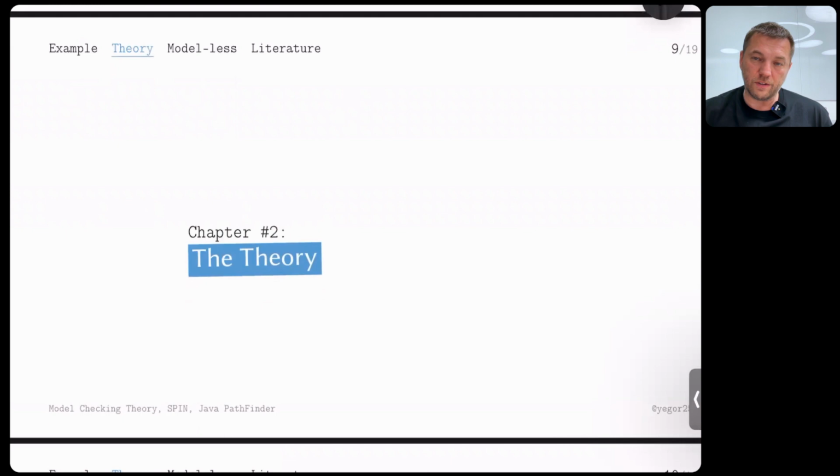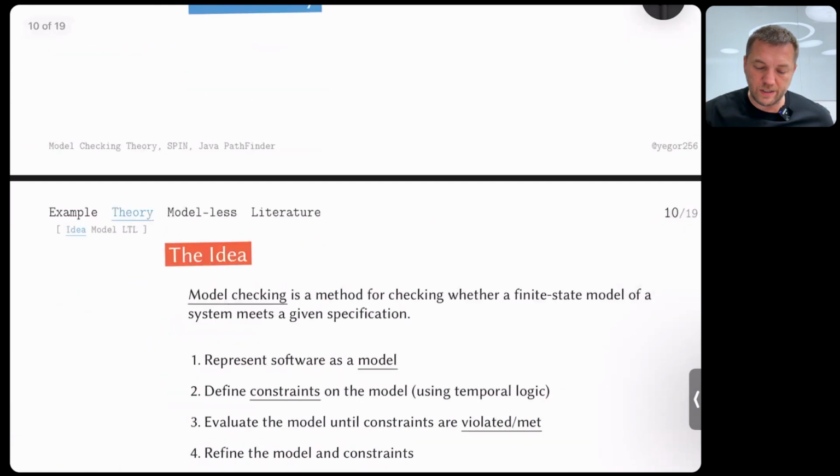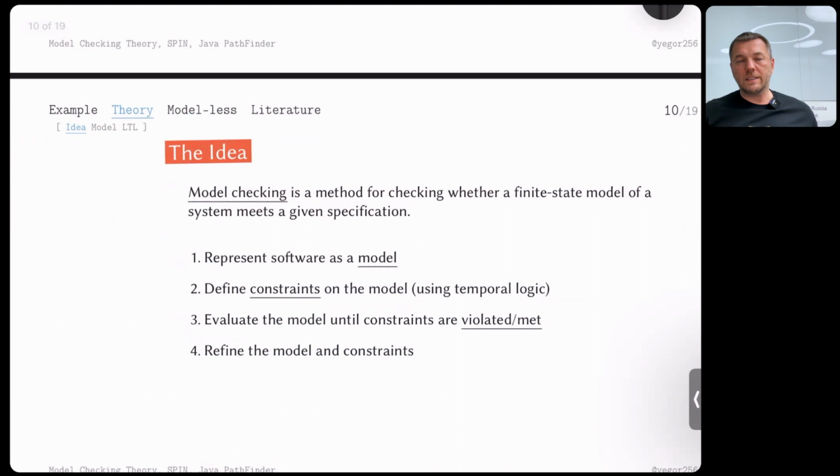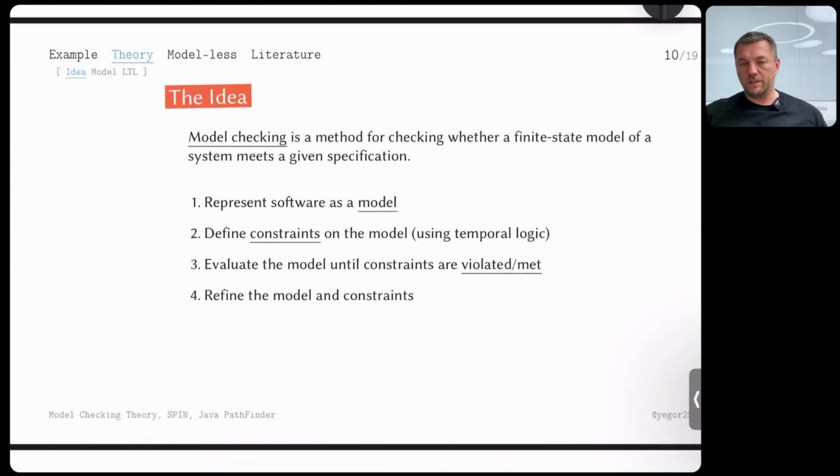Now let's see the theory. The theory is much more complex, and we're not going to discuss all of it today. It's too much, but let me just give you the idea. So the theory says that the idea of model checking is this. There are 4 steps. Well, actually 3 steps, but step number 4 is just to wrap up the big picture. So they say model checking is a method for checking whether a finite state model of a system meets a given specification. So exactly what I showed you before.